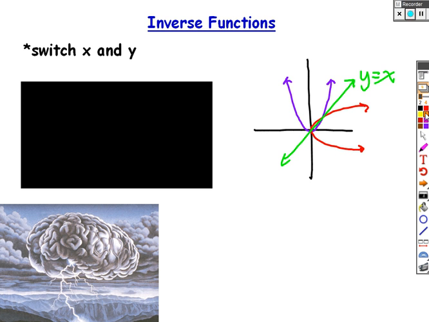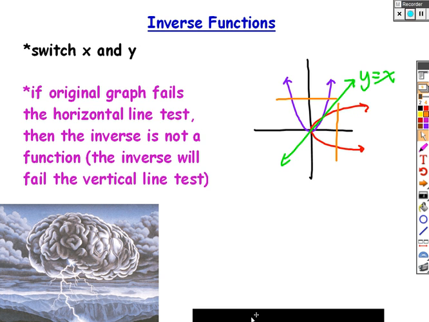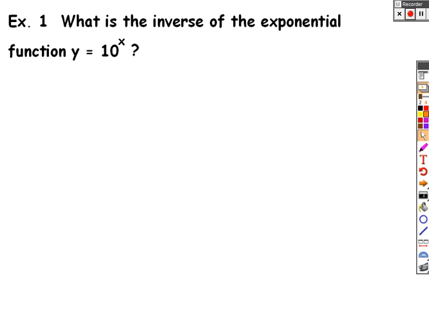And then also if I look at this graph, the original graph fails the horizontal line test, which means when I reflect it, the inverse would fail the vertical line test. So if the original graph fails the horizontal line test, then the inverse is not a function because the inverse will fail the vertical line test. Okay, so that's our brainstorm, remembering a little bit about inverse functions. So why do I care about inverse?